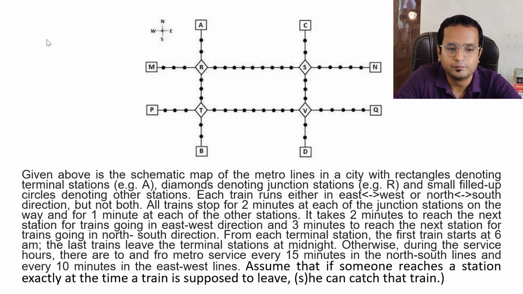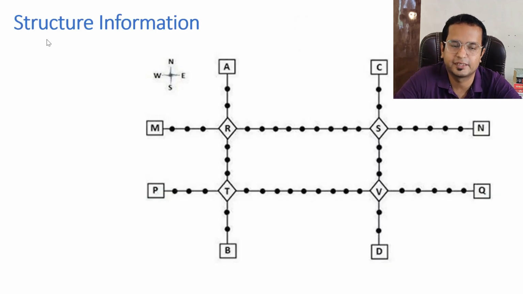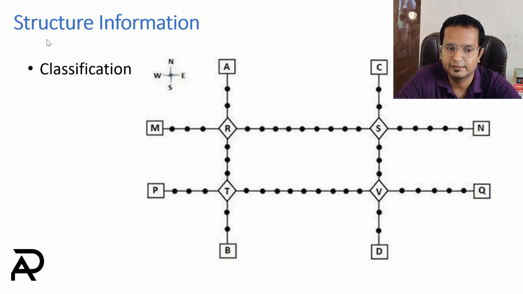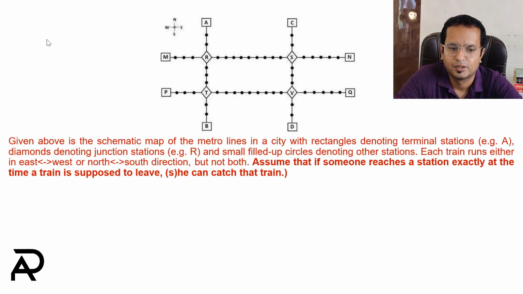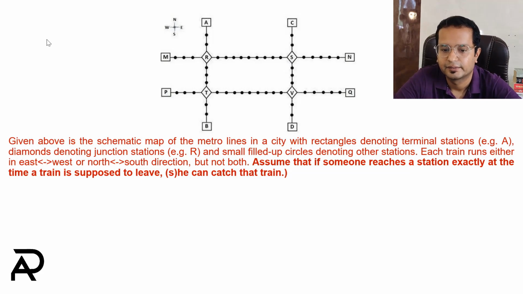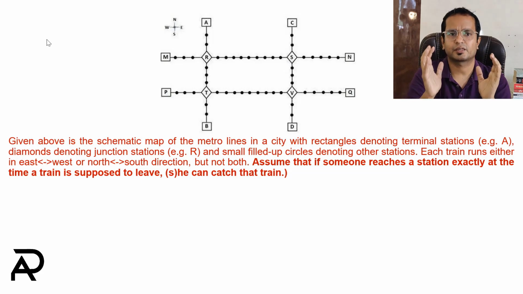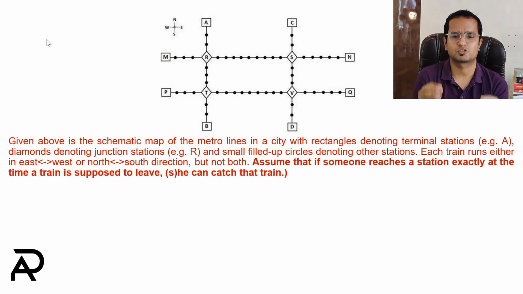Let's proceed. How to structure the information? First, you need to classify the information into types, and then you need to list it down. We'll understand this in parts. Look at the first part. It talks about what kind of stations, the different types. Then it also talks about the assumption that if someone reaches on time, he or she can catch the train. So this is generic information. This is something which you need to know to proceed with the set. That's the first part of the classification.